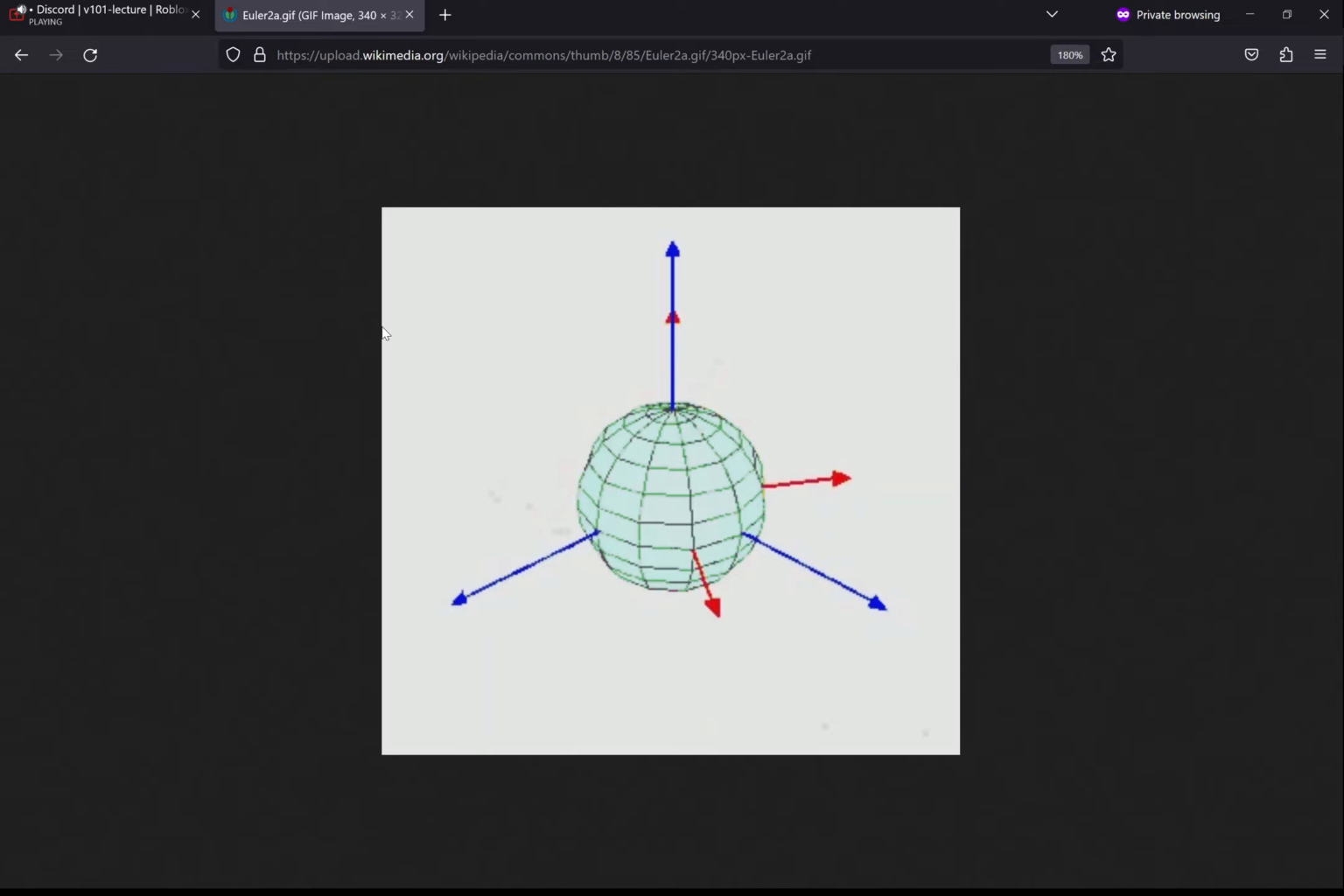Okay. Yeah, so this is an illustration of using Euler angles. So first it rotates about the y-axis, and then it rotates about its local x-axis, and then about its z-axis, I think. I'll just let it play.